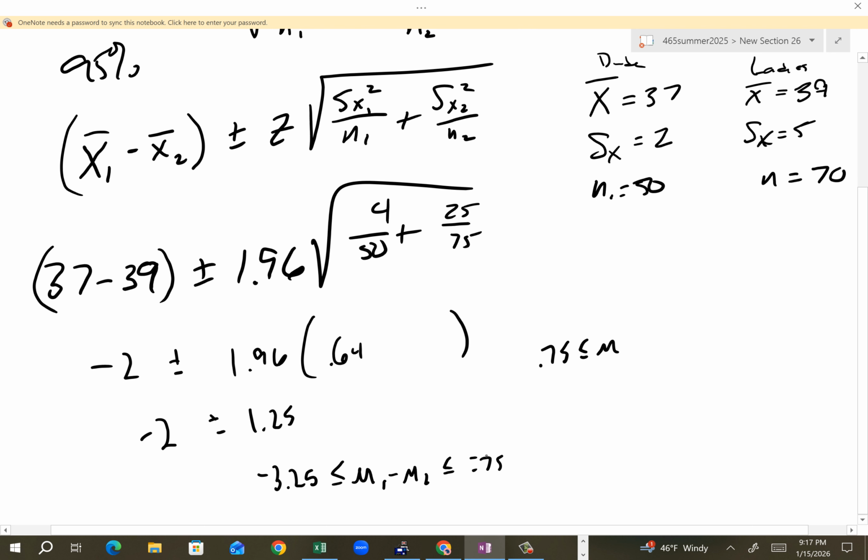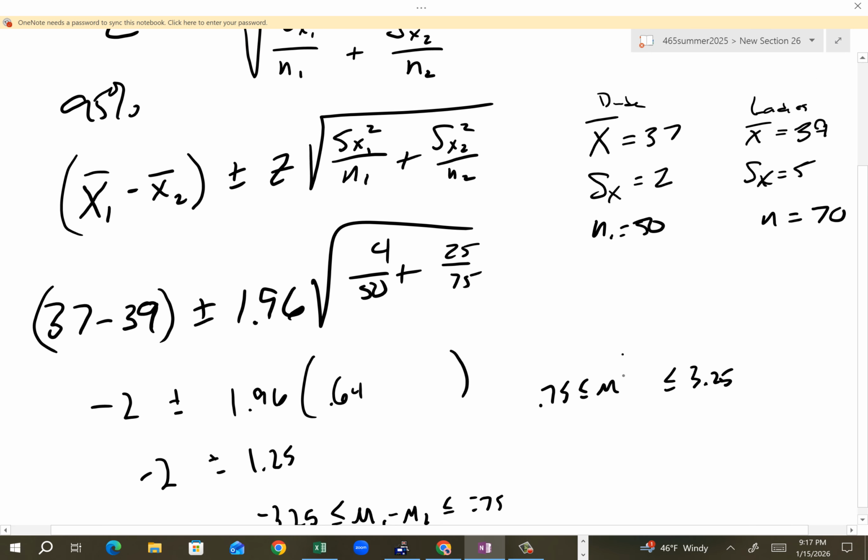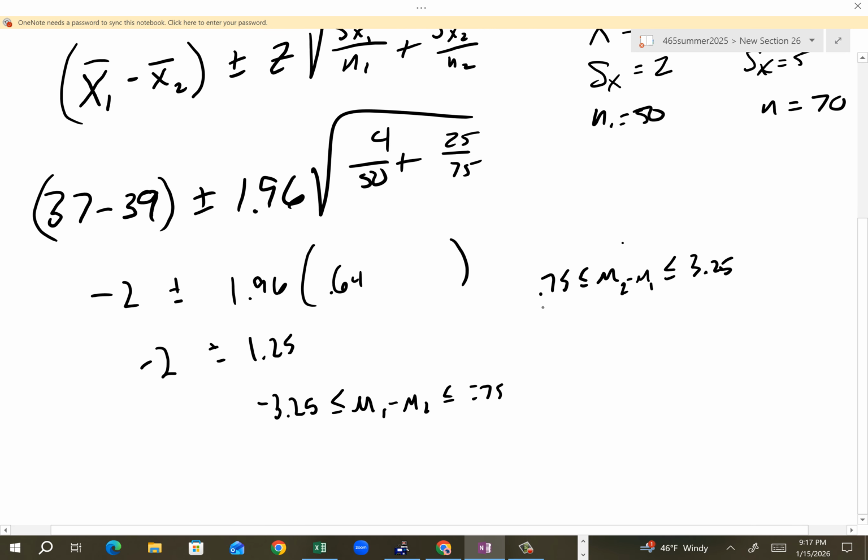0.75. If I subtracted them the other way around, I would have gotten this. But what it really is saying is this. Oops, I didn't subtract it back. What it's saying to me is that when I subtract, mu2 is somewhere between 3/4 and 3.25 bigger than mu1.